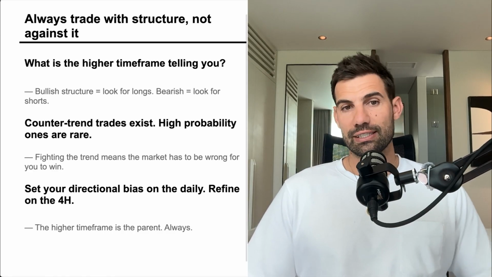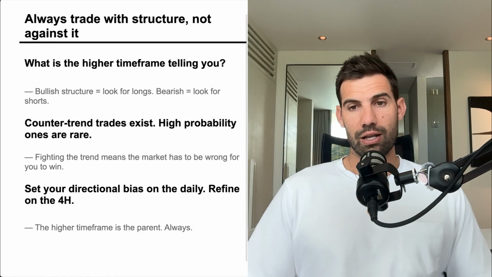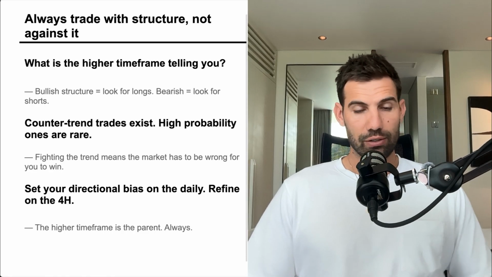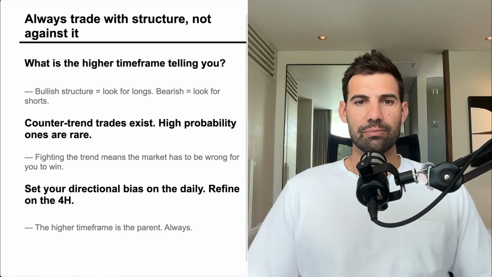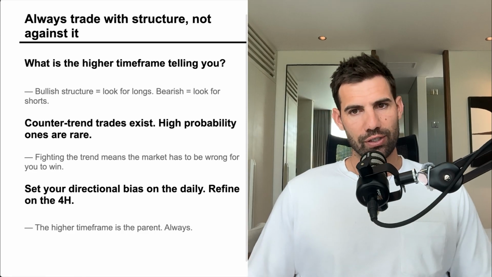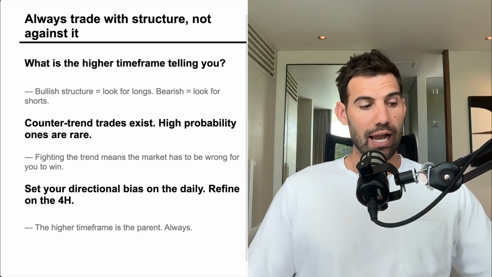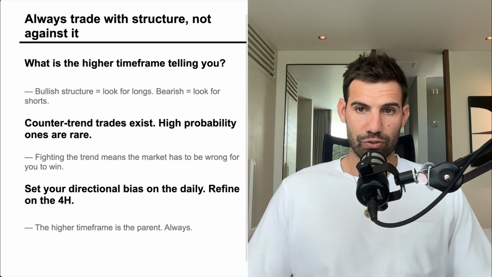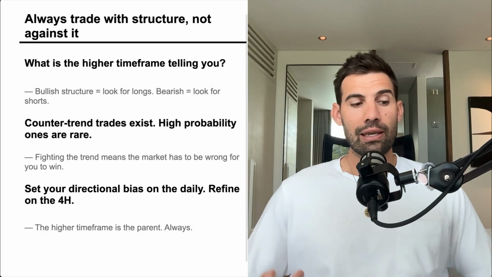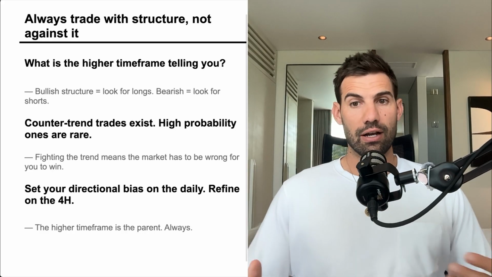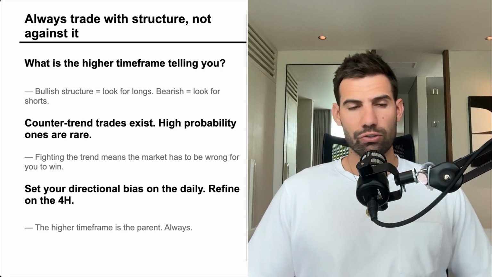I would not necessarily want to be getting short when the higher time frame structure is bullish. Conversely, if the higher time frame structure is bearish, then I'm looking for shorts. I'm not actively looking to get long against the higher time frame bearish market structure. So one of the factors for me when I'm building and stacking confluence is higher time frame structure. Am I with the trend or am I against it?